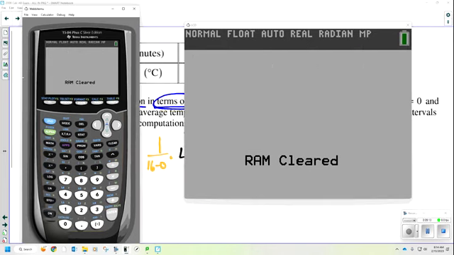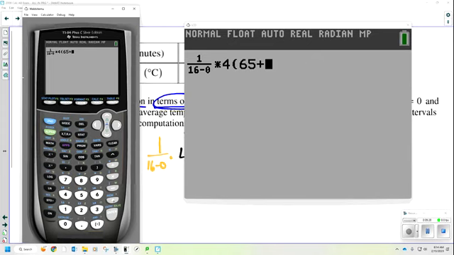So, turn this on. The first thing I'm going to do is put my fraction. I'm going to put 1 over 16 minus 0. I'm going to multiply that times 4. And then put the sum of all my values that I had written down there. And we had 65 plus 68 plus 73 plus 80. And I think I got that right.